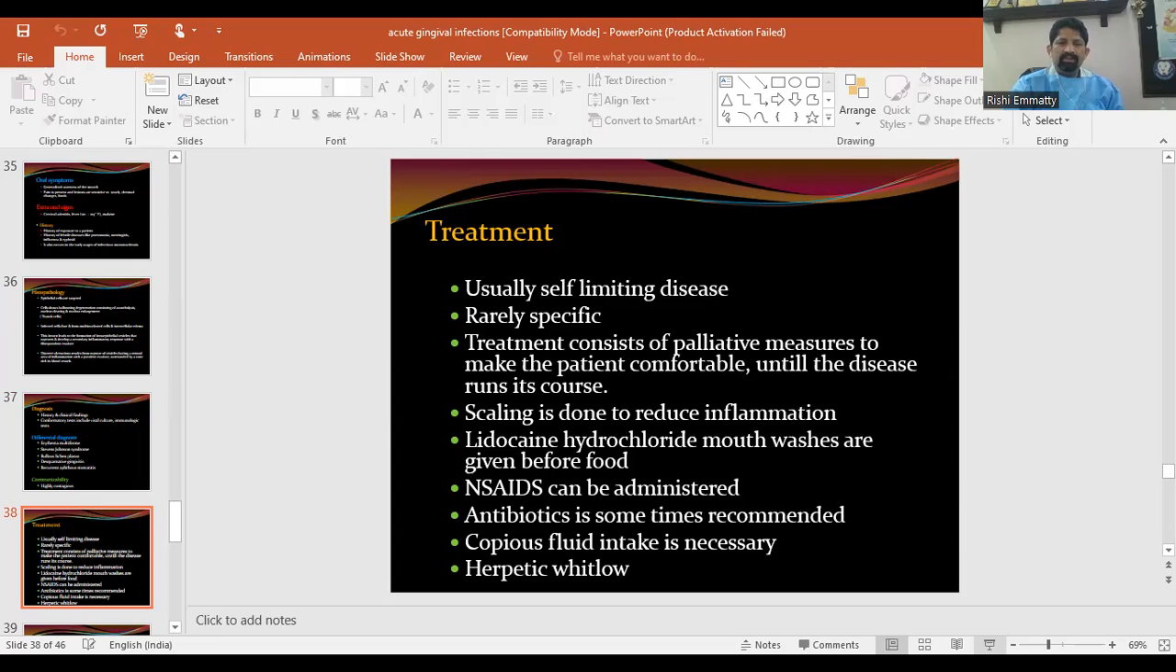NSAIDs can be given if the patient complains of severe pain. Antibiotics are sometimes recommended; because it is viral there is not much use, but if there is severe sloughing, antibiotics can be advised. Advise the patient to take lots of fluids. That is a must. And herpetic whitlow is the patch-like lesion seen on the fingers, because children mainly put their fingers in their mouth, and because the infection is contagious, it is seen on the fingers of the kids mainly.